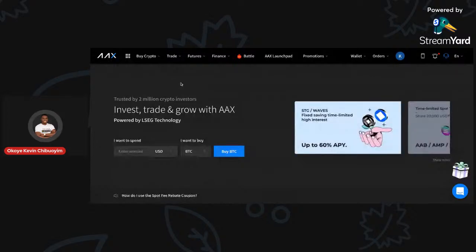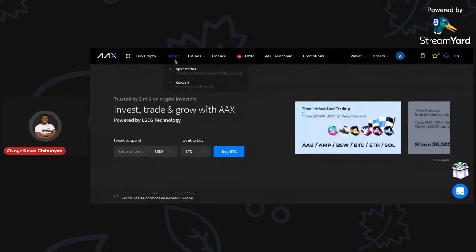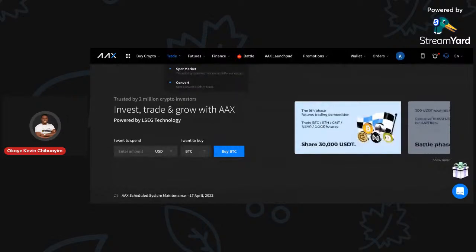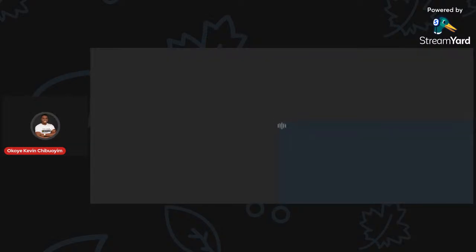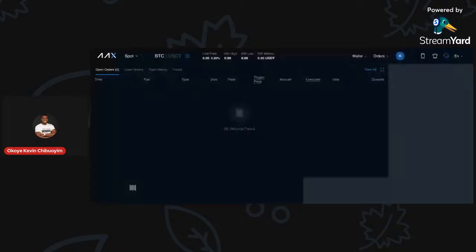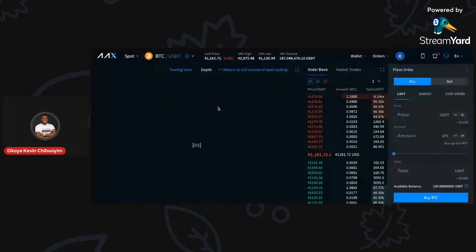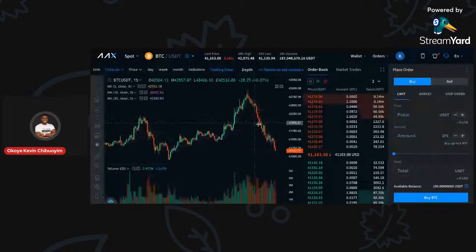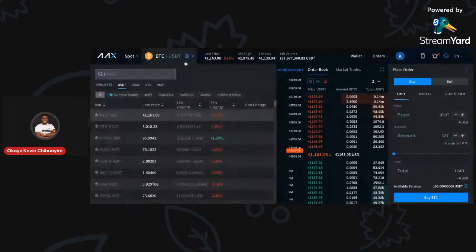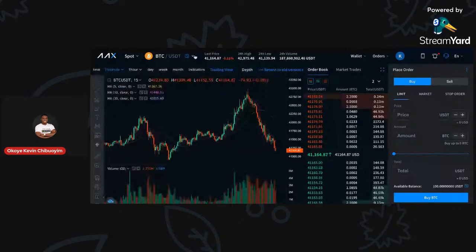So when you visit the trade segment, you have what is called the spot market, which we are going to talk about soon. You visit the spot market. When you visit the spot market, you basically click on it, and it's going to show you that market segment like I talked about. This place you saw written BTC/USDT. When you tap on it, it's going to bring up all the markets for you.